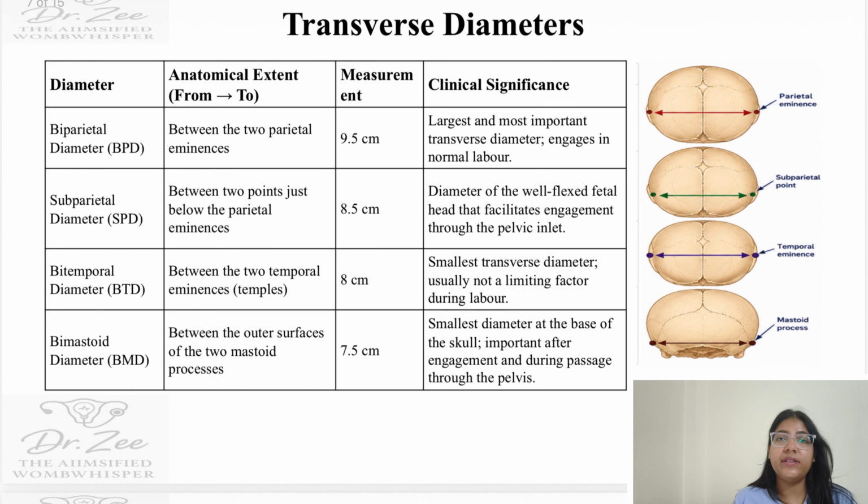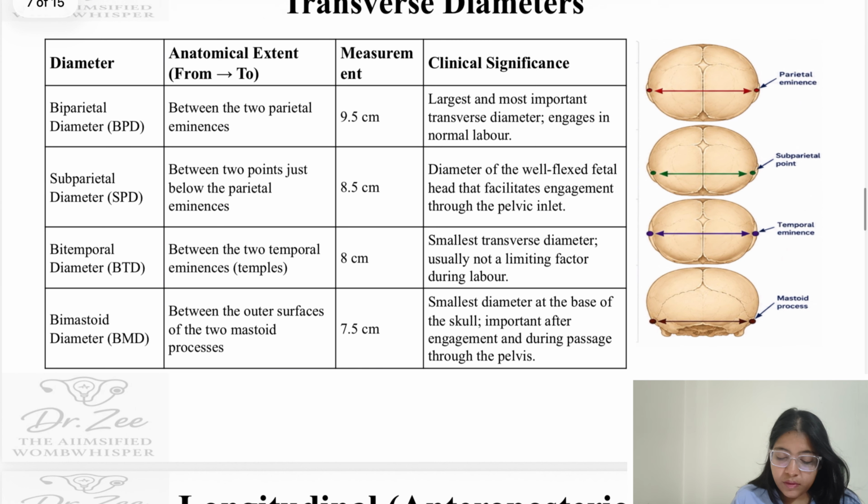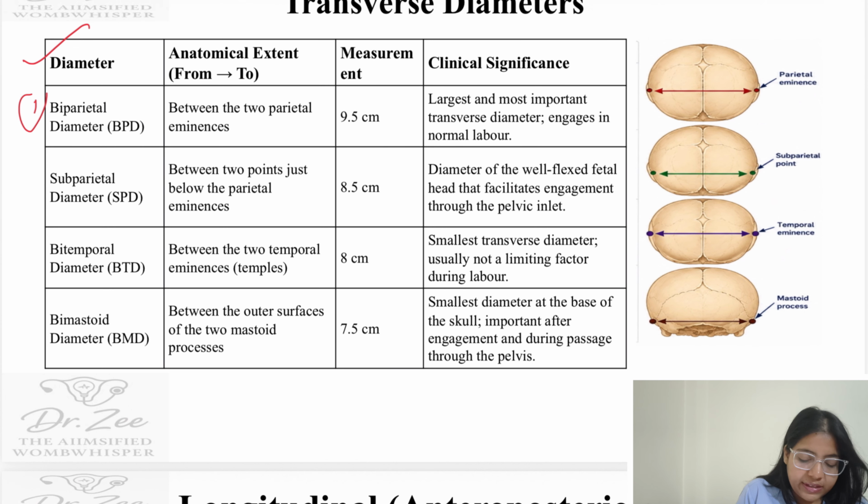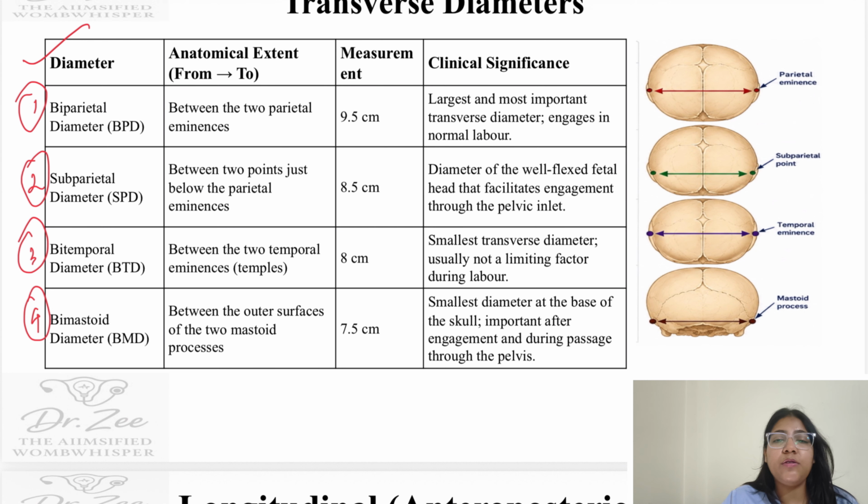So what are the diameters of the fetal head? As in the pelvis, you have read about the inlet, cavity, and outlet, and their transverse, anteroposterior, and oblique diameters. In the fetus, there are transverse diameters and anteroposterior diameters, and these are much smaller in number compared to the maternal pelvis, so relatively easier for you to understand, learn, and remember. The transverse diameters are biparietal diameter, subparietal diameter, bitemporal diameter, and bimastoid diameter. Rather than mugging up, just try to remember by the name.